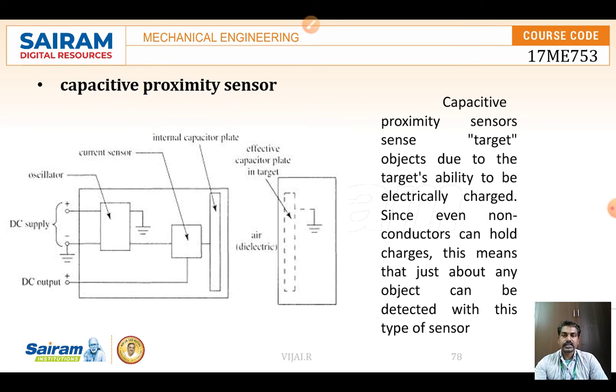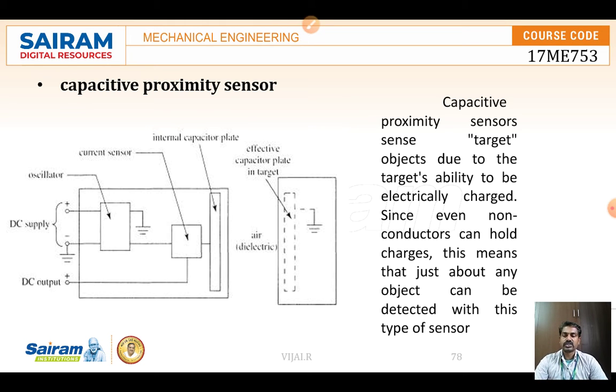Another one is the capacitive proximity sensor. It has the same working principle. Here also we can see a power supply in the system. There is a sensor which has a DC power supply and an oscillator.